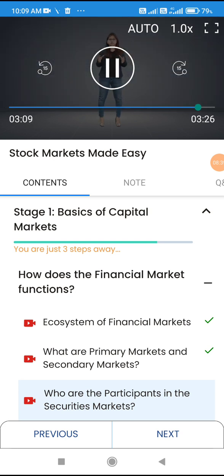So these were few of the major ones which were important for you to know. There are other market participants as well, which you will learn in due course as we proceed towards the upcoming modules.